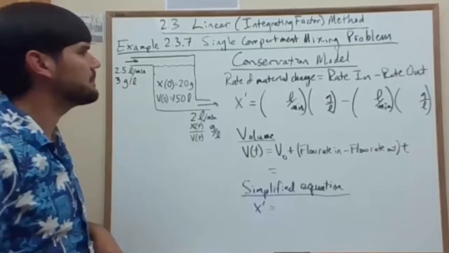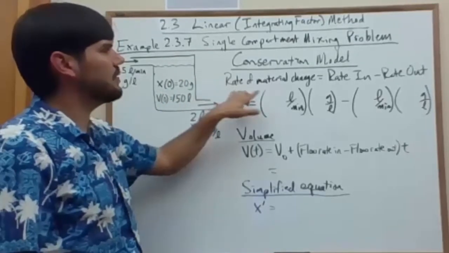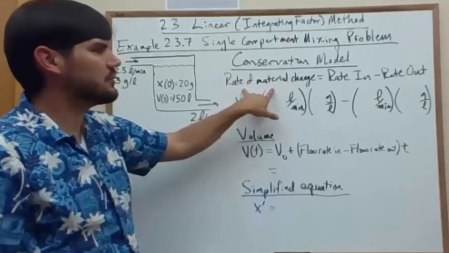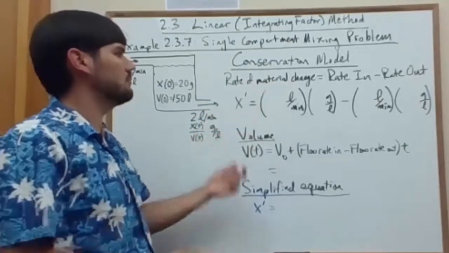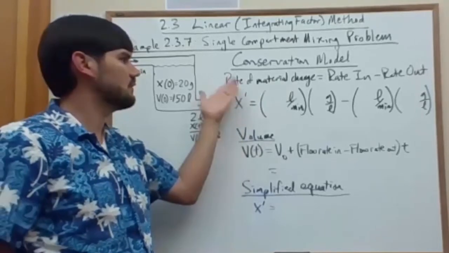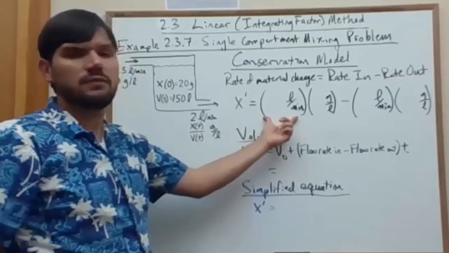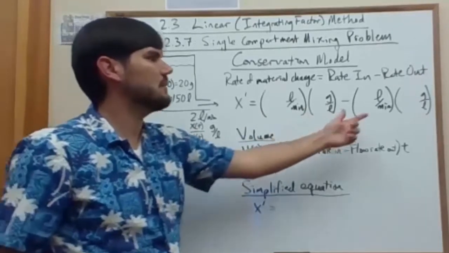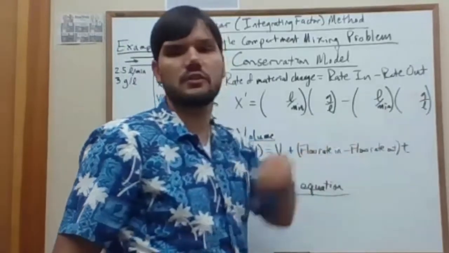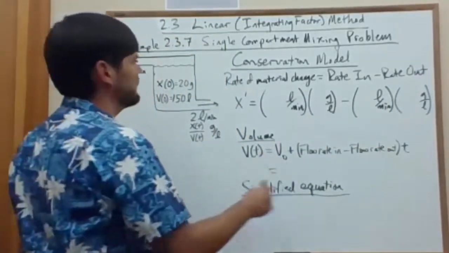We're changing the input. So for the conservation model, we start out with the rate of material change equals the rate in minus the rate out. So our X prime, the rate of material change, is equal to some amount of flow in times the concentration in, minus some amount of flow out times the concentration out. So let's use a diagram to fill in the blanks.